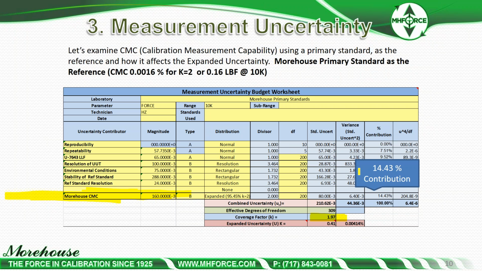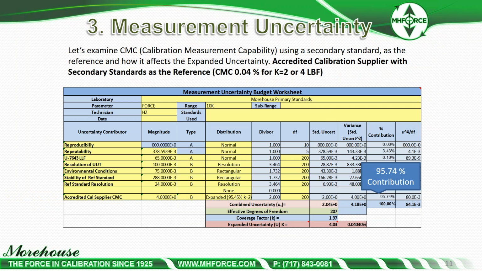The important thing here is our CMC is 0.016. We're looking at a 10,000 pound test point, and what this amounts to on this particular test is a 14.43% contribution. Now if we look at the next level down, the accredited calibration laboratory, remember I said 0.2%, so that was one standard deviation. 0.4 would be 2. If we look at theirs, it's 4%.